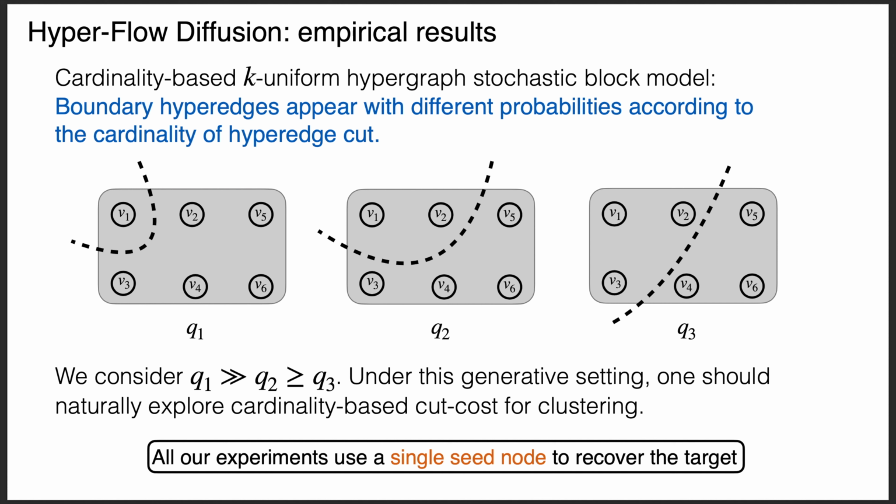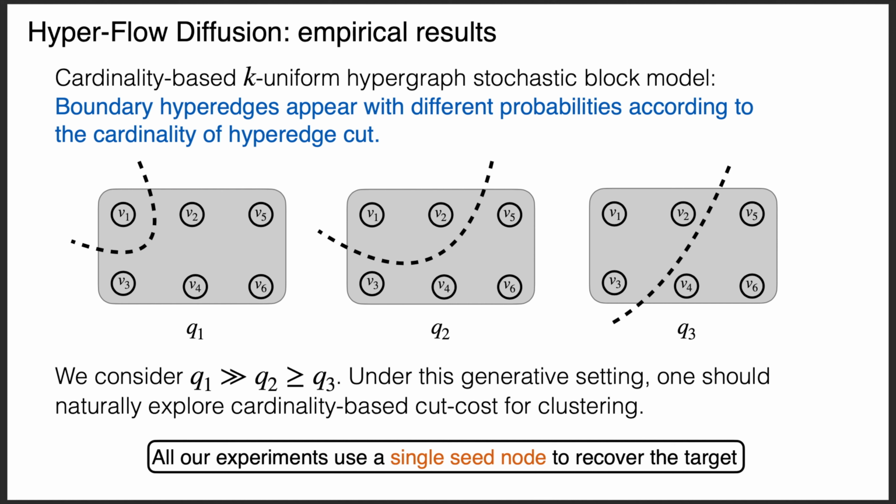In particular, we consider Q1 to be significantly larger than both Q2 and Q3. In this case, it means that boundary hyperedges that contain one node in one cluster and the other 5 nodes in another cluster happen much more often than the more balanced hyperedges in the latter 2 cases. In this setting, we should expect that using cardinality-based cut cost should help with clustering, which is also verified later on in our experiments.